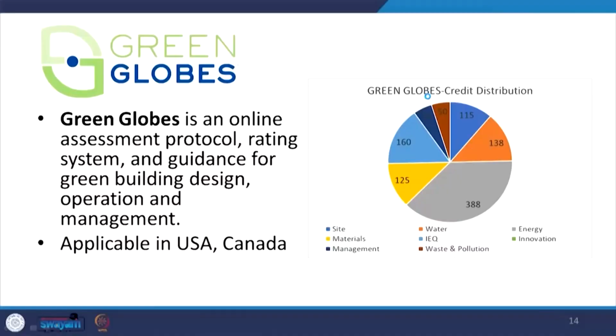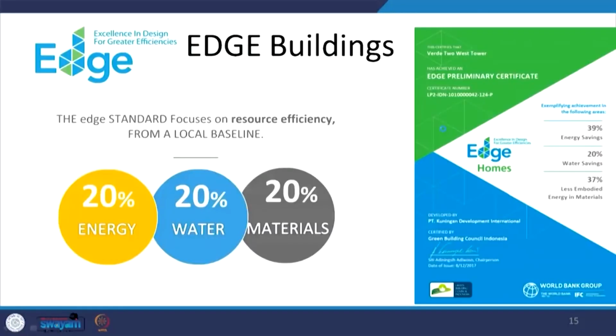This Green Globes is applicable in US and Canada, and we see that a very large share is given to energy again. Energy, water and materials, and also indoor environment quality. So the rest of the three, site, waste and management, they fare very low. So energy uniformly somehow is very high on the agenda.